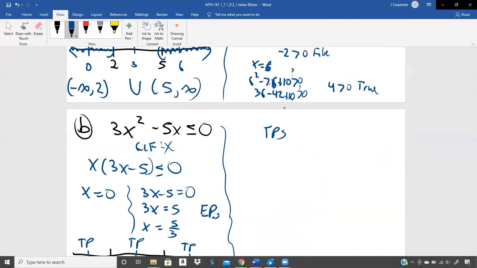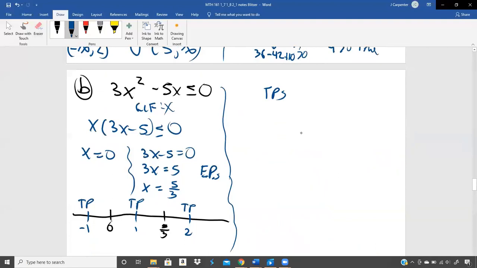So for our test points, the first one we're going to try out is x equals negative 1. Now last time we plugged it in directly and we saw what we got. And I said you could have plugged it in the factored form or the original form. I'm going to use the factored form this time, the x times the 3x minus 5. And I'm not even going to show all of the arithmetic. I'm going to use a trick.